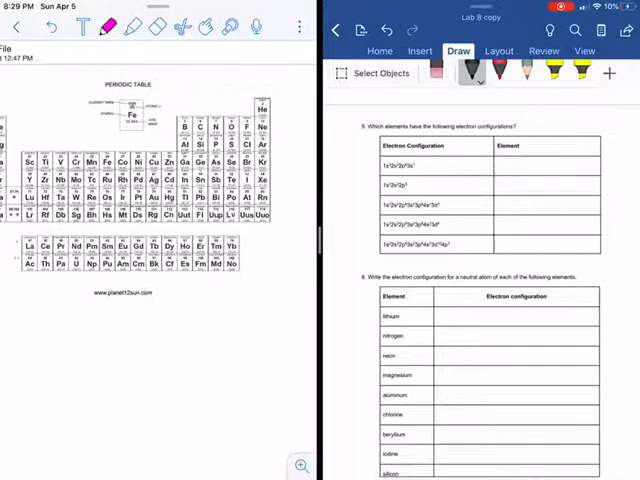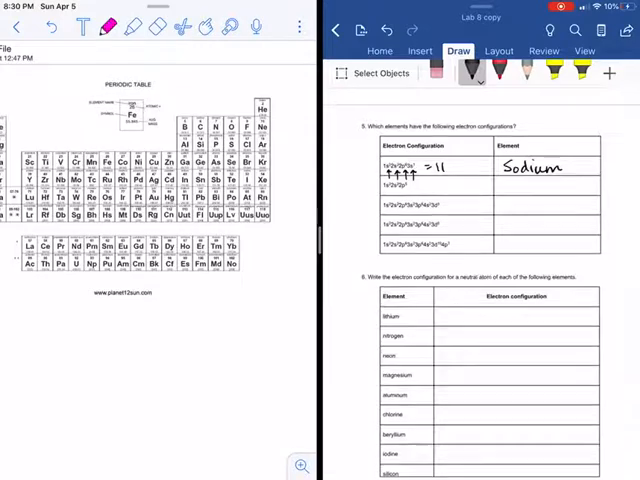On part 5, it gives you the electron configuration and then it wants you to figure out what element it is. This part's pretty easy because all you have to do is add up these superscript numbers. So 2 plus 2 plus 6 plus 1 is, you could even write it in here, 11, which is sodium. That's all you do.